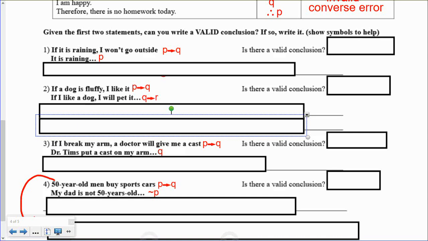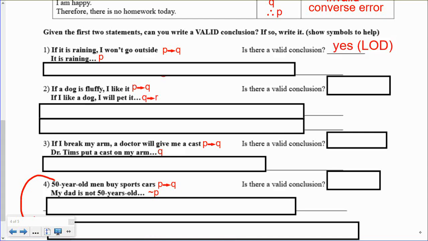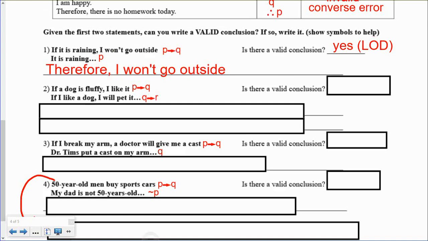If I go from P→Q and then my next line is P, which law or error is that starting to write? The law of attachment. Remember, the law of attachment is where you have P→Q and then P comes first. What follows after? Q. So can I write a valid conclusion? Yes, because it's the law of attachment, which I abbreviated with LOA. Now what would the conclusion actually be? Therefore, I won't go outside.